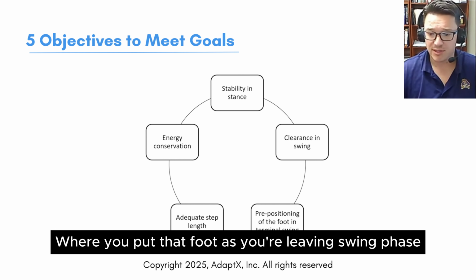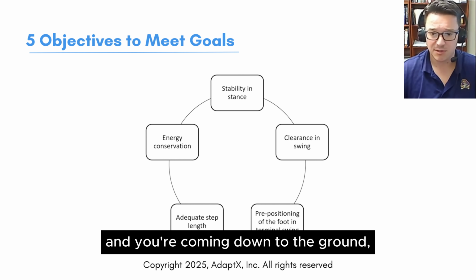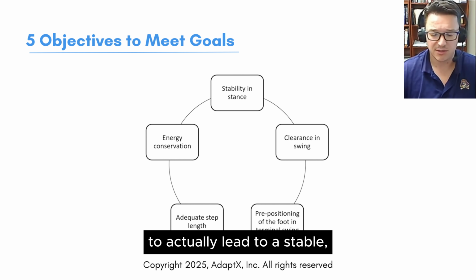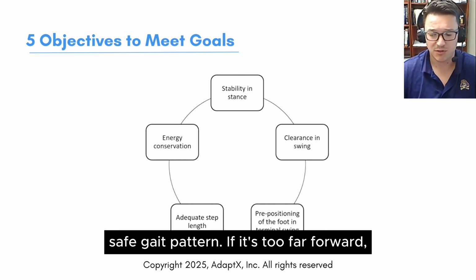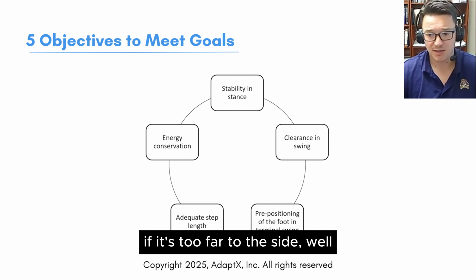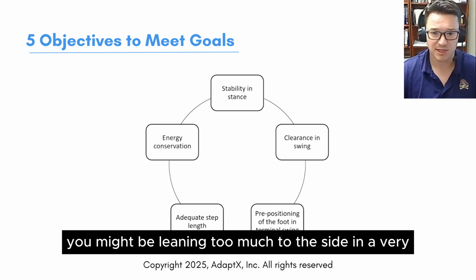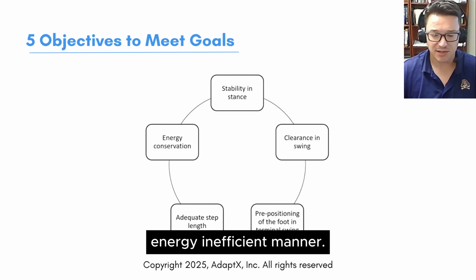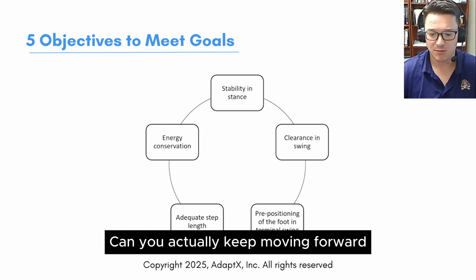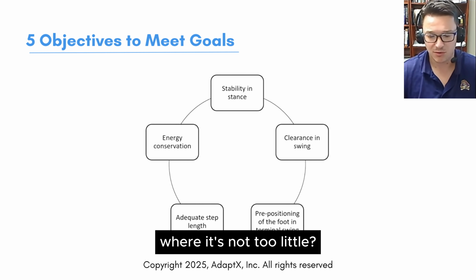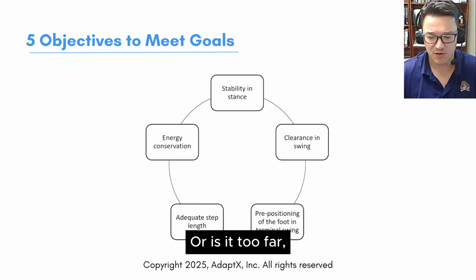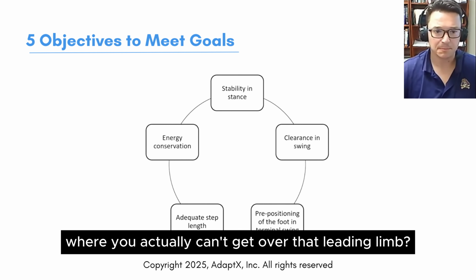Where you put that foot as you're leaving swing phase and coming down to the ground is very important to actually lead to a stable, safe gait pattern. If it's too far forward, well, you can't progress past that limb. If it's too far to the side, you might be leaning too much to the side in a very energy inefficient manner. Do you have adequate step length? Can you actually keep moving forward, where it's not too little, where you're going too slow and limited by the step length? Or is it too far, where you actually can't get over that leading limb?